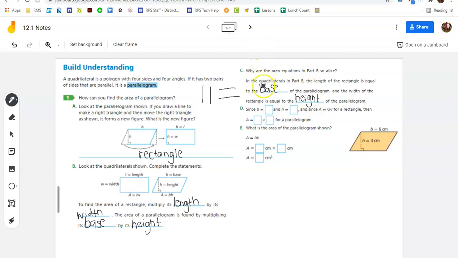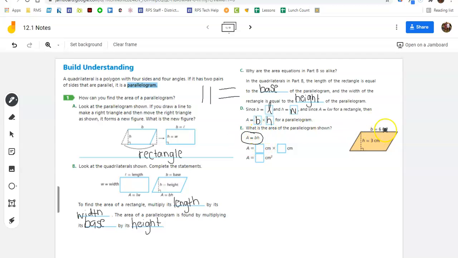Since B equals length, remember when we do an L, we're going to do a lowercase cursive L so it doesn't look like a 1. And H equals width. And since A equals length times width for a rectangle, then A equals base times height. So we went through this whole entire thing just to find that A equals base times height. So every time we actually find the area for something, you're going to write the formula. So A equals base times height.